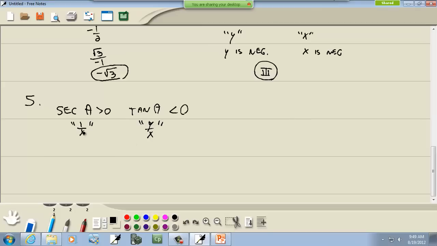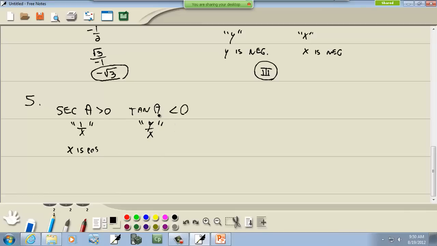Now, if I think of this right here, 1 over x, the 1 really does not matter. 1 is always positive, so it doesn't affect it. When I say secant is greater than 0, that's basically saying that x is greater than 0, so x is positive. Because if x was negative, like if I put a negative 2 in for x here, we'd have negative 1/2, which is not greater than 0. So that's the same thing as saying x is positive.